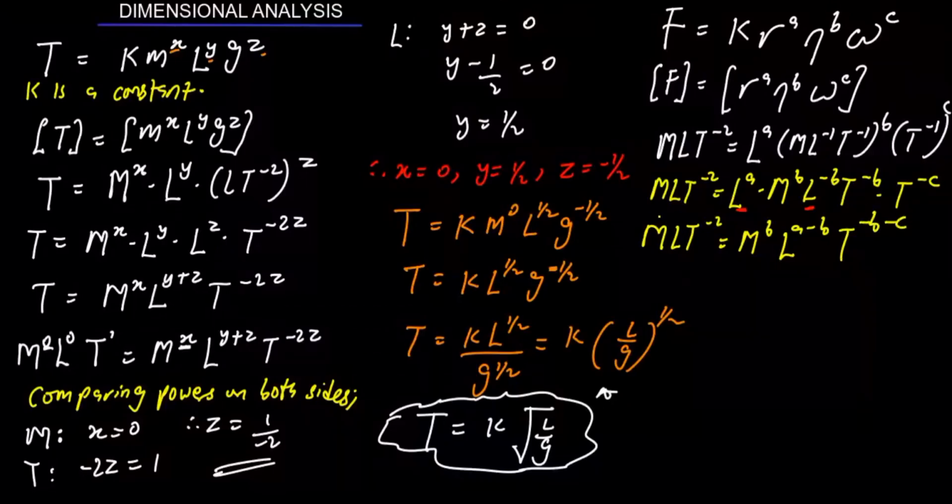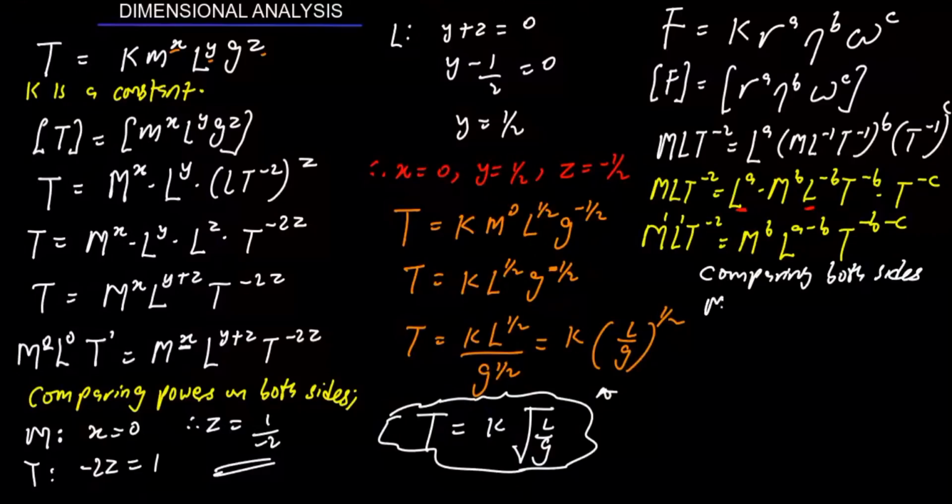Comparing both sides, remember this power 1, this power 1. So comparing both sides, what do we have? If I compare the power of M, I'll have B equal to 1. If I compare the power of L, I'll have A minus B equal to 1. And if I compare the power of C, check it out.